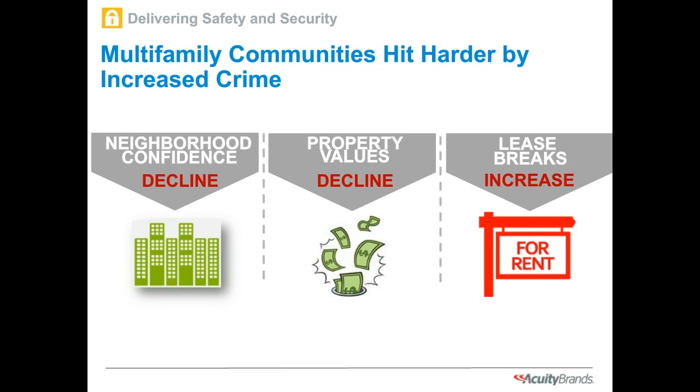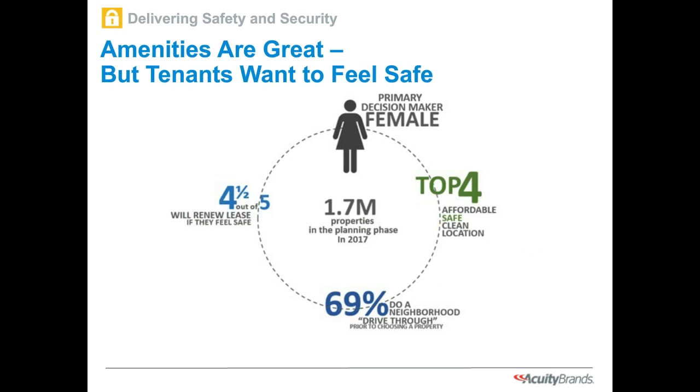Multifamily properties take a significant hit when crime occurs. There becomes an uncertainty in the safety and security of the neighborhood, thus driving down neighborhood confidence. This can lead to a decline in property values and fewer folks renewing or signing leases or purchasing units. Vacancy goes up, and that's never a good situation. According to a recent survey by Apartments.com, 96% of survey respondents say neighborhood crime rate influences where they choose to live. Tenants are willing to pay more in rent in a place they feel secure.